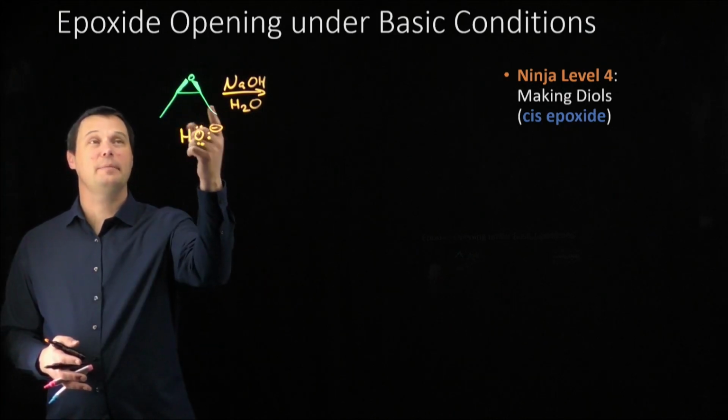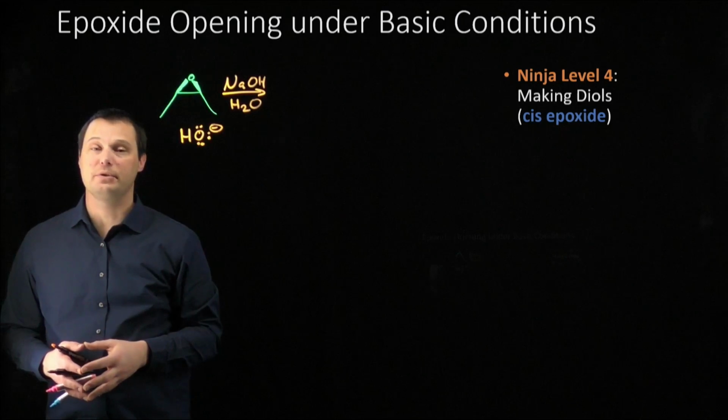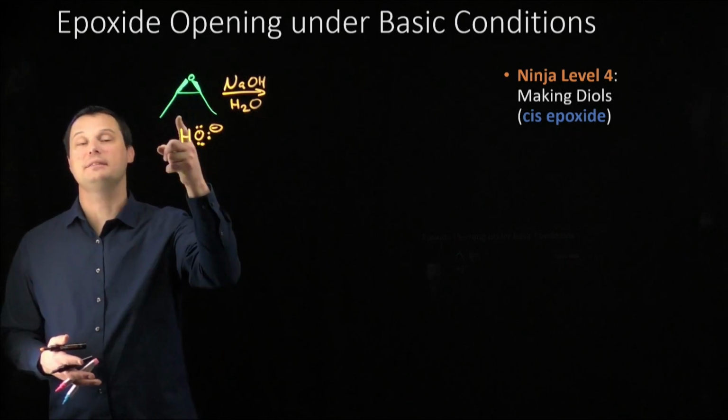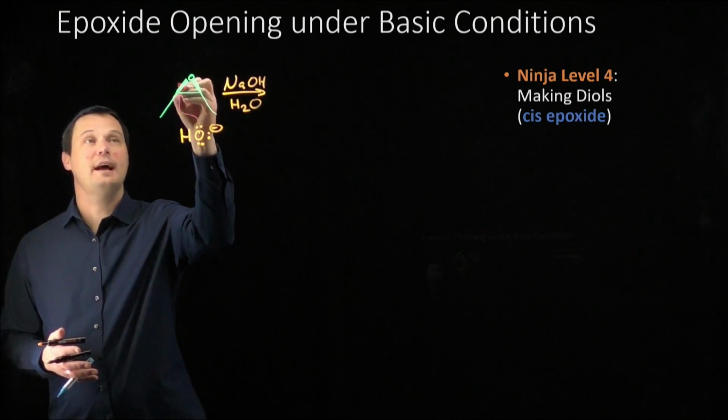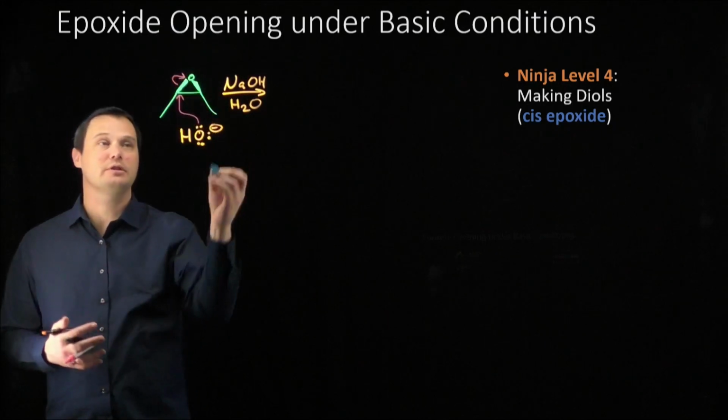Here we have a symmetric epoxide where neither side is differentially substituted, but I want to point out that this is a cis epoxide. That will be important later. Since there's no difference in substitution, the nucleophile can attack either side of the epoxide without preference, just like we saw last time.